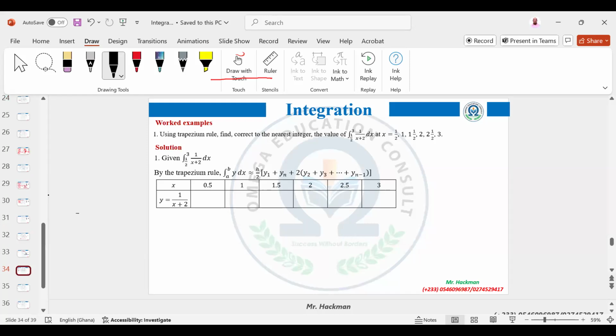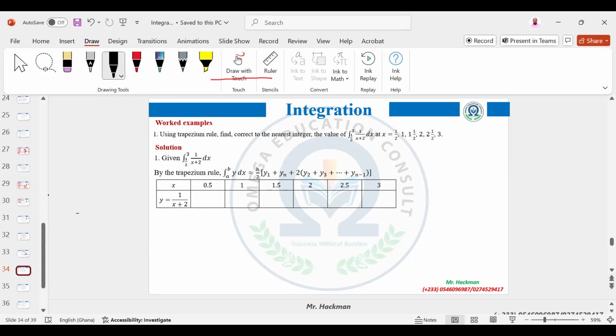So the normal view, here we are going to find the Y values and write them there. You can even do this mentally, but I'm going to teach you how to use your calculator to generate your values straight away, so that you don't have to substitute. X is equal to 0.5, so that will give you 1 over 0.5 plus 2, so it will be 1 over 2.5. Then you use your calculator or you do it mentally, but usually I would advise you use your calculator to save time.